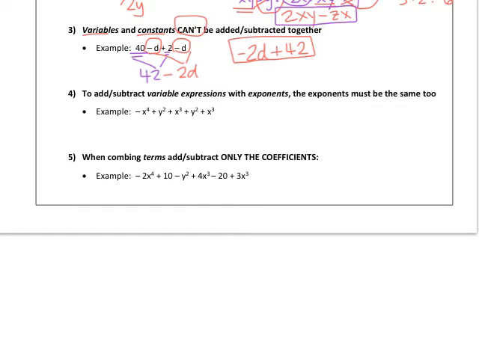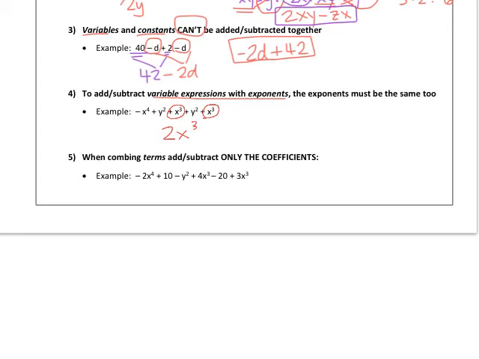Our fourth rule of combining like terms says that we can add and subtract variable expressions with exponents, but we have to be really careful here. The exponents must be the same also. Take a look at the exponents. We have an exponent of 3 here and an exponent of 3 in this one, so we can probably combine those two right away. If we have an x to the third and x to the third, that's 2x to the third because there's 2 of them.